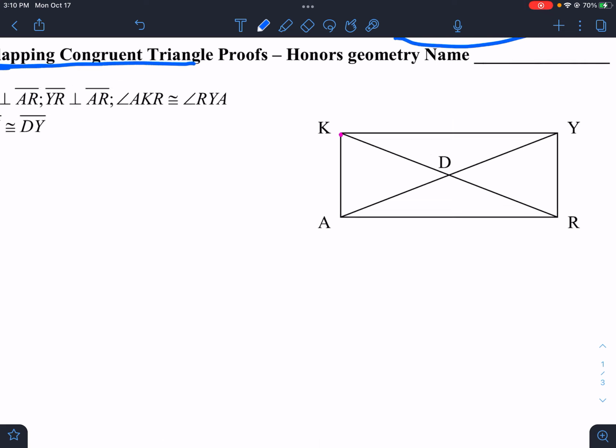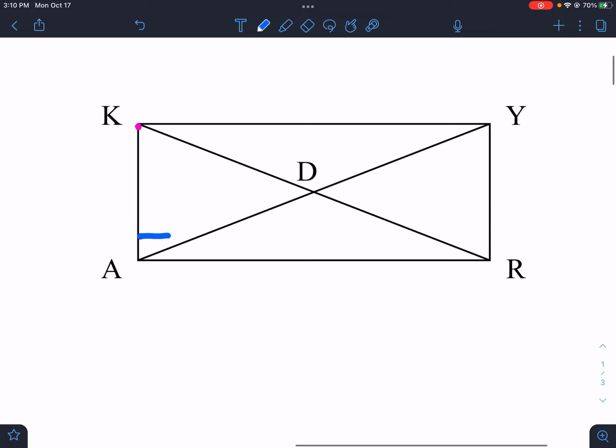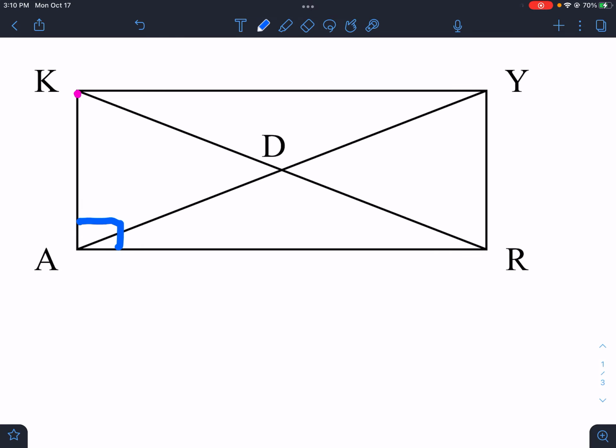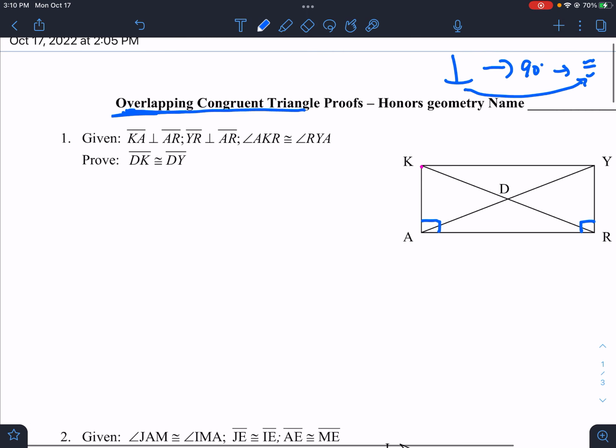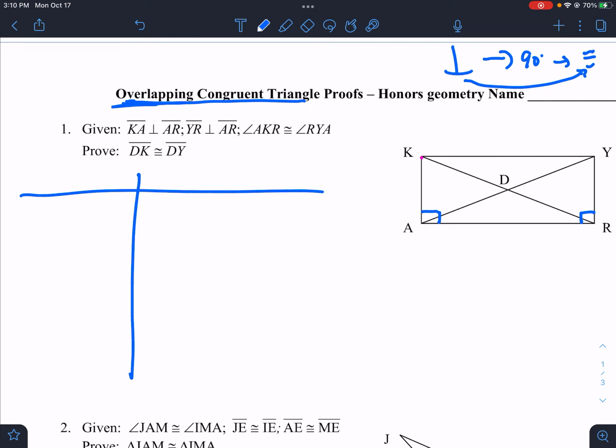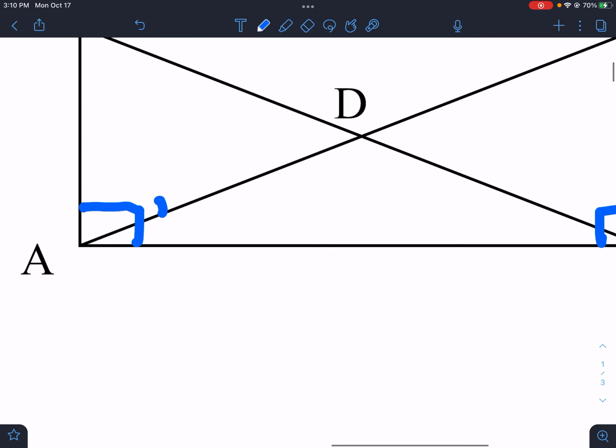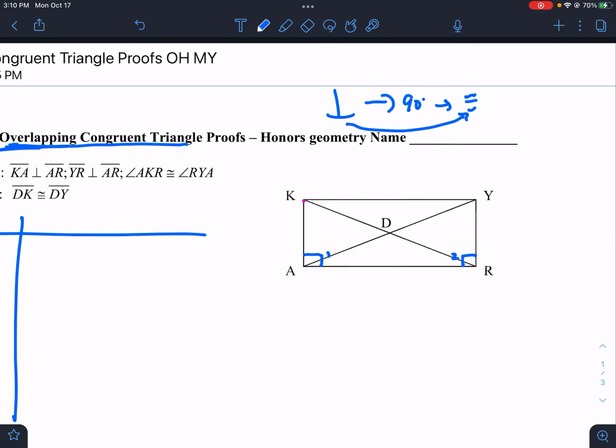So they tell you KA and AR are perpendicular. So I'm going to mark that in my picture. And then they tell us YR and AR are perpendicular. So if both sets of lines are perpendicular, we know that those corners are both 90 degrees, which means those angles are in fact equal. So I'm going to write my proof. I'm going to number those. It might be kind of hard to see, but I'm going to call this angle 1 and this angle 2.